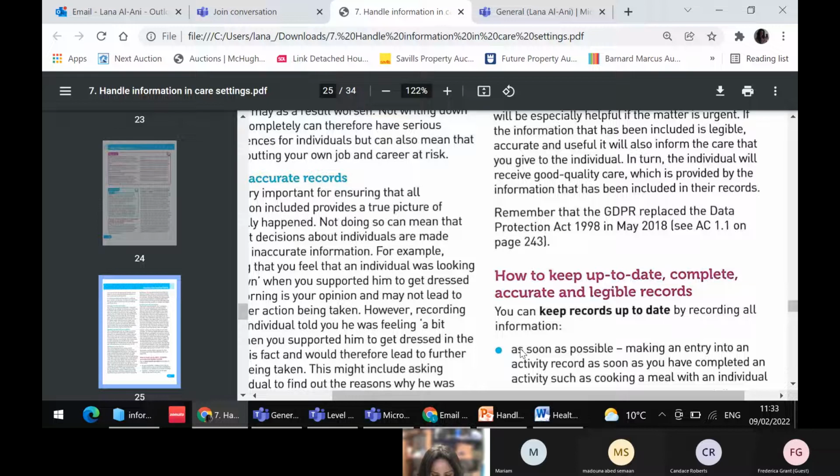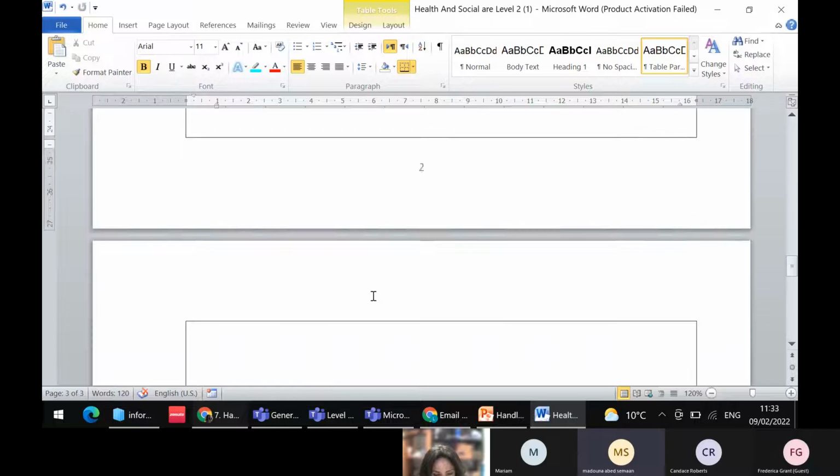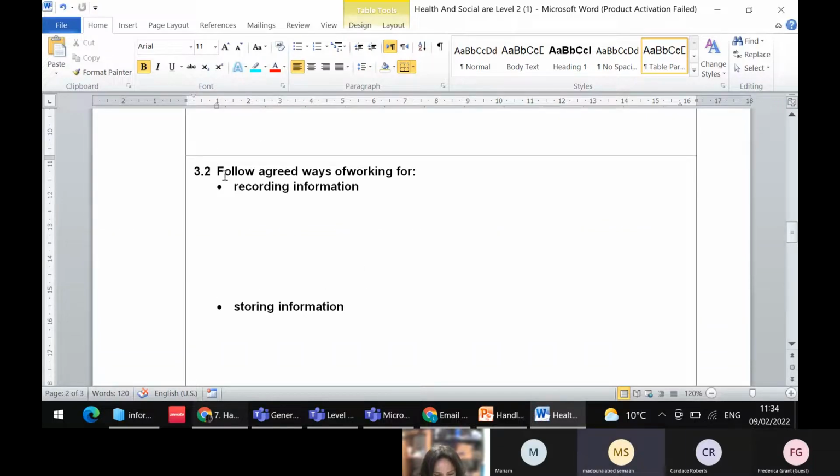Yes. Excellent. Okay, that's it. So now this final question says, follow agreed ways of working for recording information. So say again. So now we are just on the last question. It says, follow agreed ways of working for recording information. What are the agreed ways of working? Do we know? To be professional. Oh, yes. Oh no, sorry, I'm reading it wrong. I didn't even read the question. Sorry.